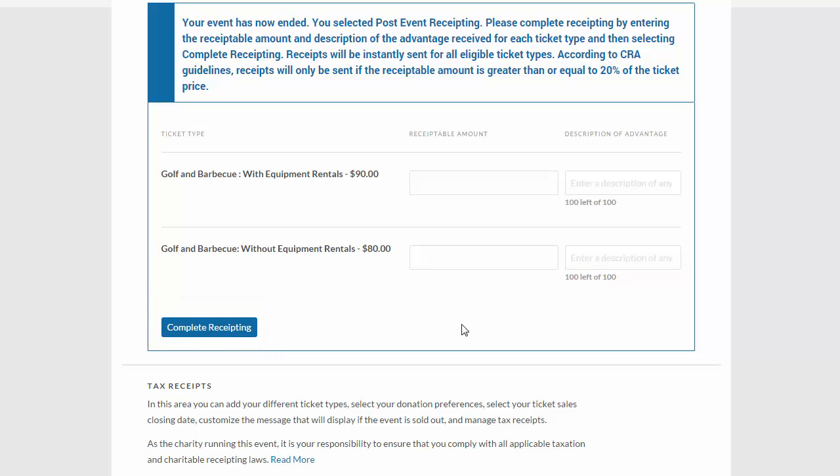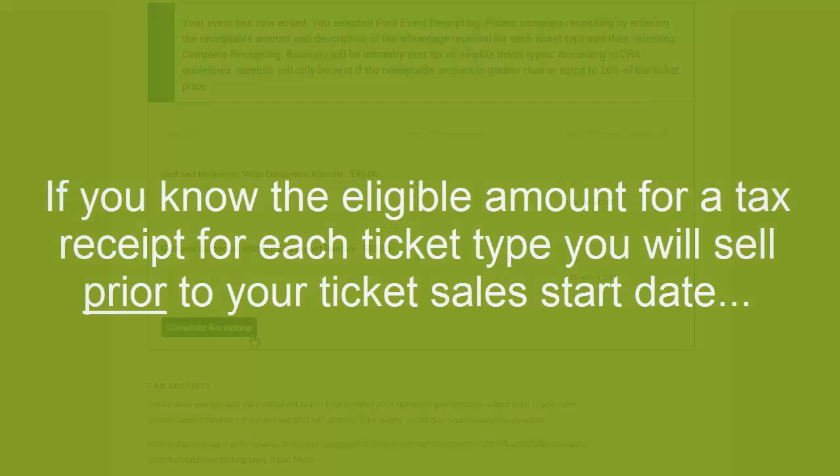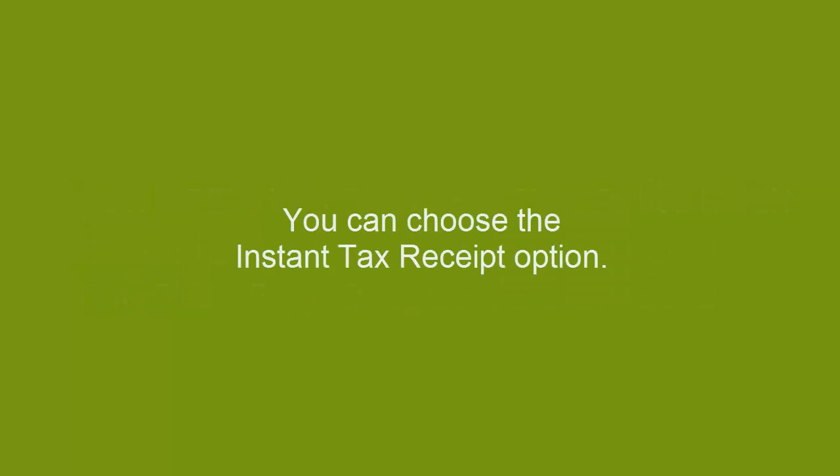If none of the tickets you sold end up being eligible for a charitable tax receipt, you can simply enter 0 to close out the event and avoid future reminders to complete the step. In this case, receipts will not be issued. If you know the eligible amount for a tax receipt for each ticket type you will sell prior to your ticket sales start date, you can choose the instant tax receipting option.